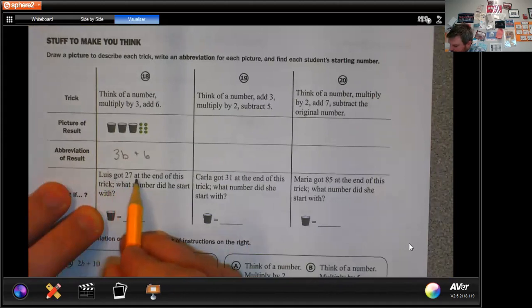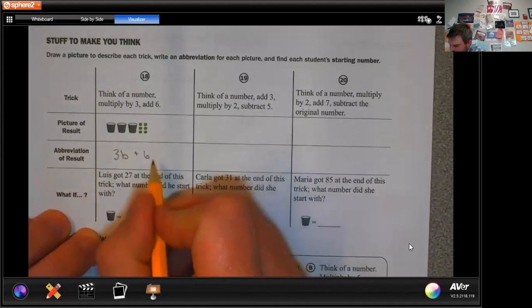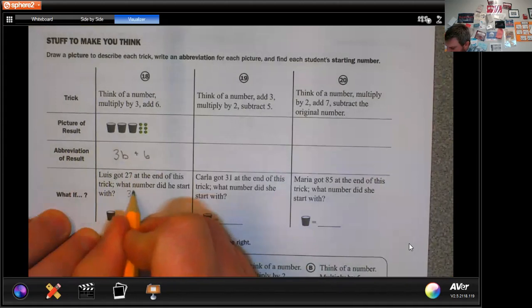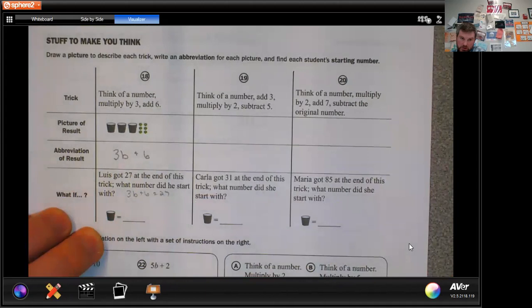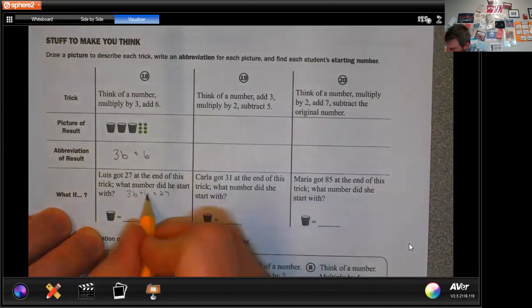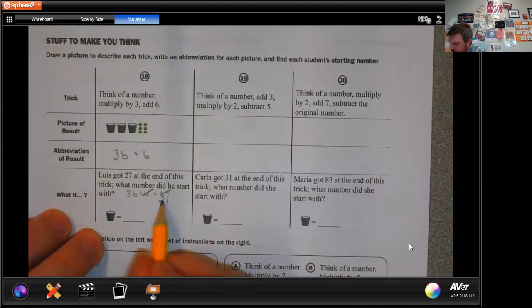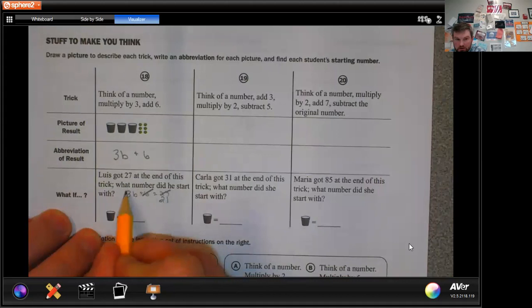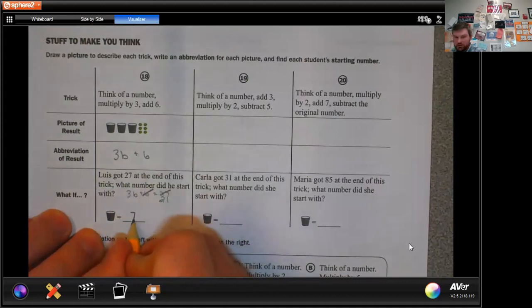Okay, so 27 at the end of this trick, what number did he start with? So this whole thing will equal, so you got 3B plus 6 equals 27. So if we get rid of 6 marbles, get rid of 6 here, we get 21. And then I got to take this 21 and divide it into 3 different buckets. So 21 divided by 3 is 7.